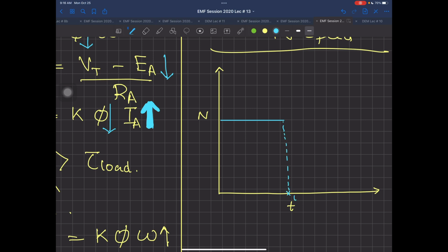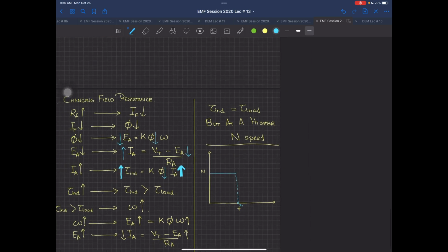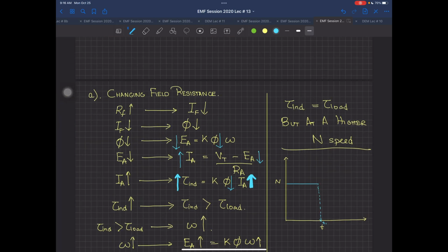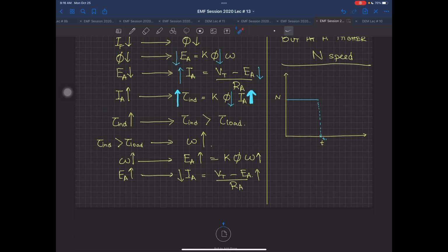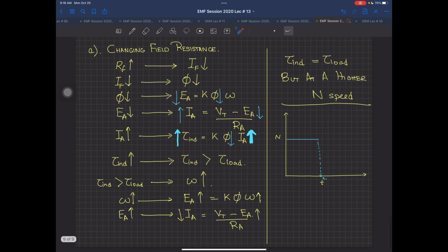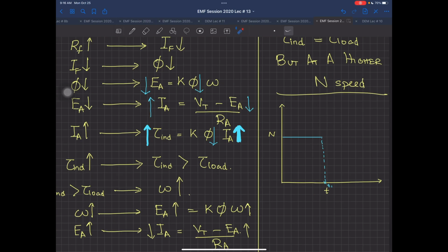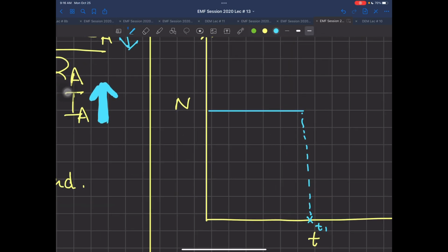At this point of time t1, what I did, I changed my field current. How did I change the field current? I changed my field current by having your field resistance increase. What happened because of it? All the sequence of events take place and your current increases, then decreases, increases and decreases. And how this will change over here on the speed curve, this will change over here.